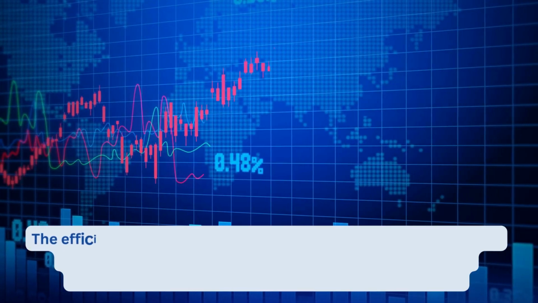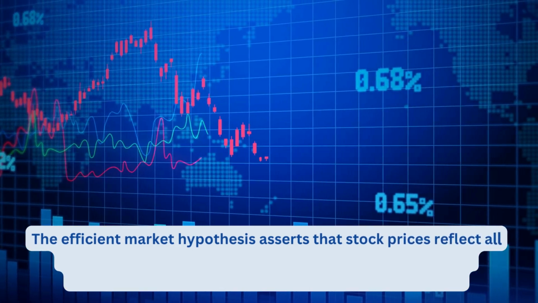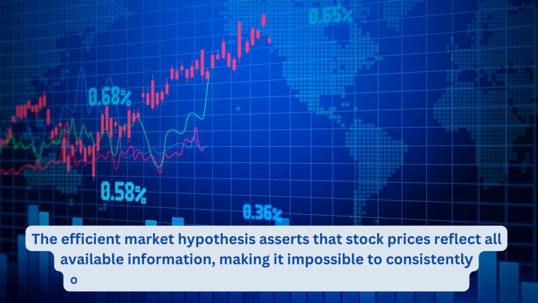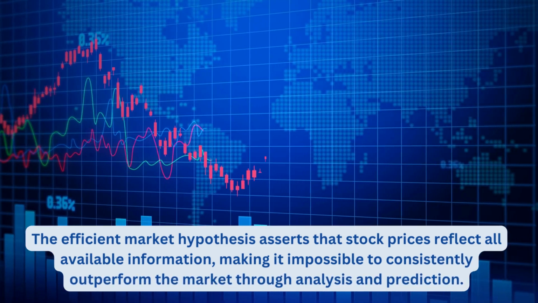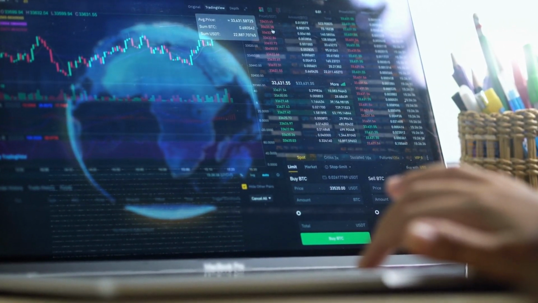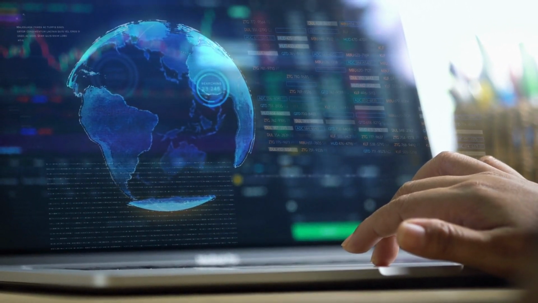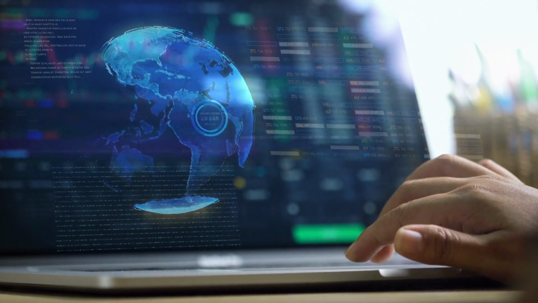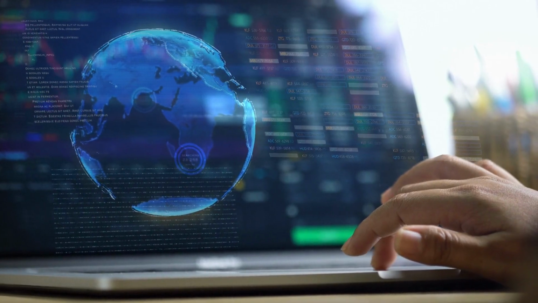Chapter 3: The Efficient Market Hypothesis and its Implications for Investors. The efficient market hypothesis asserts that stock prices reflect all available information, making it impossible to consistently outperform the market through analysis and prediction. There are 3 forms of the efficient market hypothesis: weak, semi-strong, and strong. The evidence for and against the efficient market hypothesis is mixed, with some studies supporting it and others finding evidence of inefficiencies in the market.